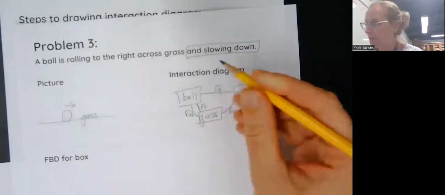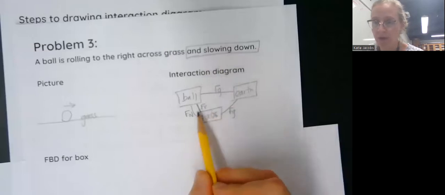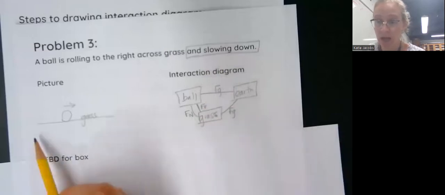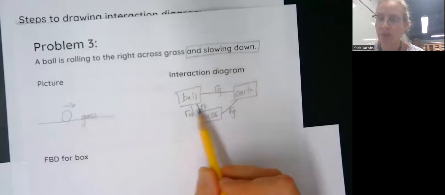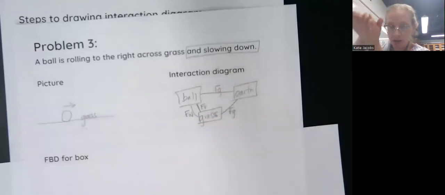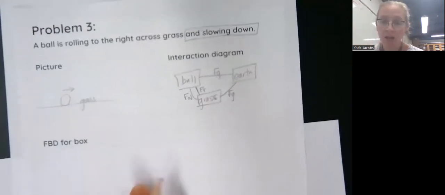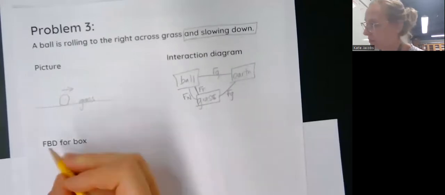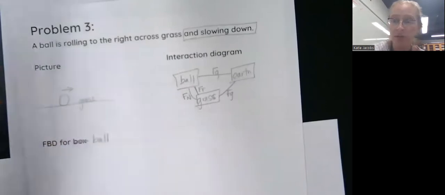That's fine. A good thing to note is whenever there's friction between an object moving across a surface, there will always be a normal force as well. There can't be friction without a normal force. It's that supporting that causes the rubbing interaction. In the next tutorial video, we will draw the free body diagram for the ball. Hopefully this was helpful to give you a couple examples of interaction diagrams.